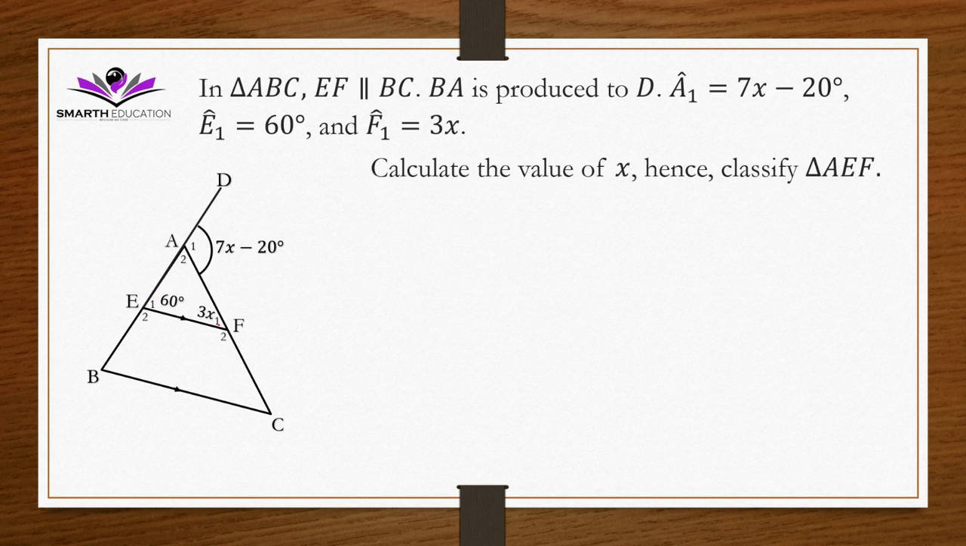Right, let's do this together. If you check here, this angle A1 is an exterior angle of a triangle. So angle A1 is equal to the sum of the opposite interior angles. That is the reason we say exterior angle of a triangle. This means that 7x minus 20 degrees is equal to 60 degrees plus 3x. If we add these two angles, we get the exterior angle, which is A1.